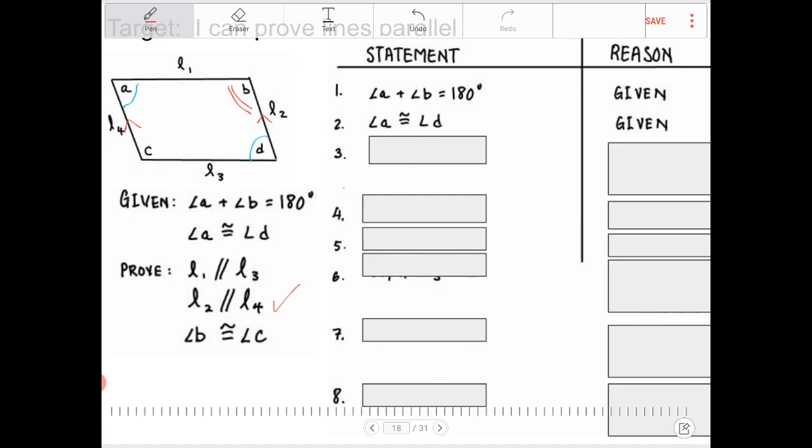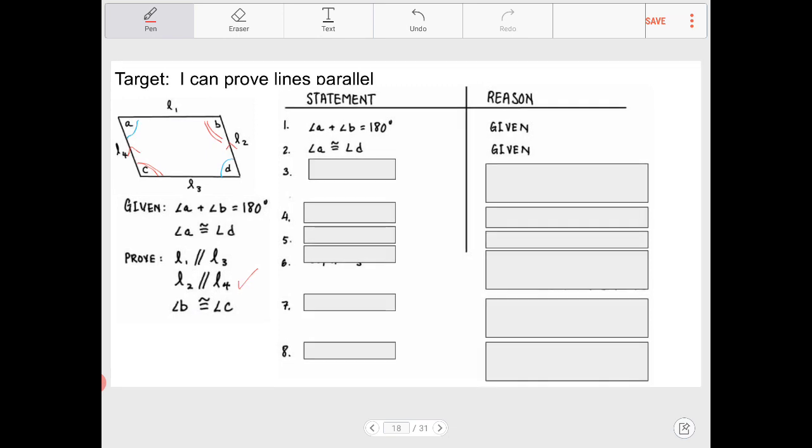And because lines 2 and 4 are already parallel, which we had proven, we can then conclude that C and D are going to be consecutive interior angles, and they are supplementary. And since supplements of congruent angles are congruent, we can then conclude that B and C are also going to be congruent. But again, let's just go through and put this out on paper. If what I've said was a little too fast, you're always welcome to rewind and rewatch.